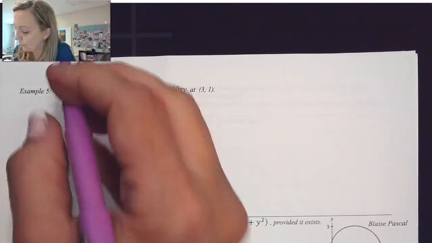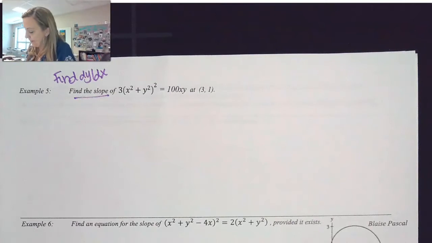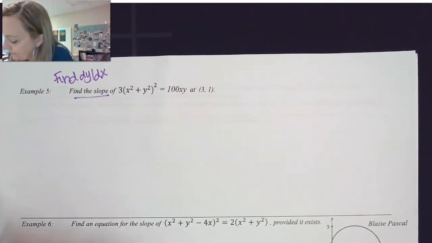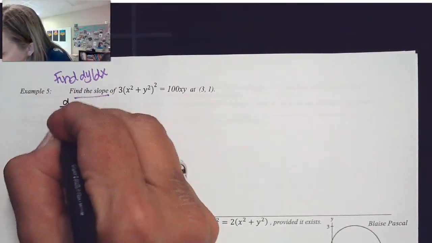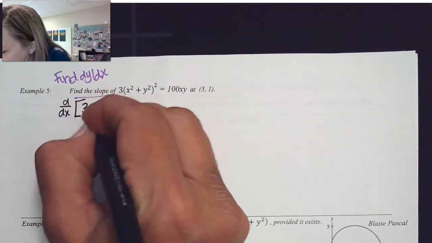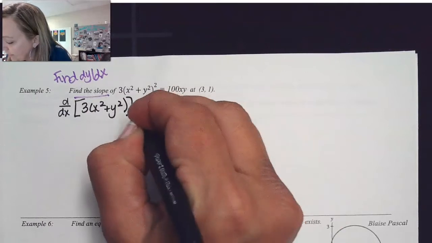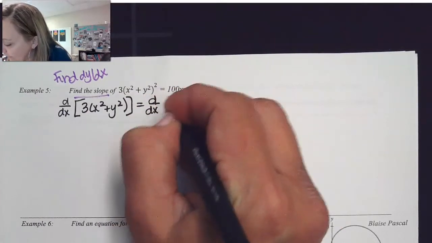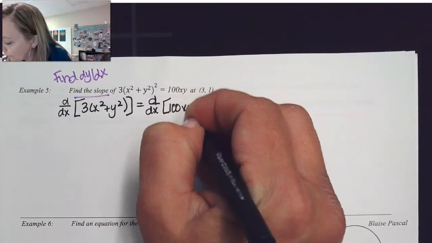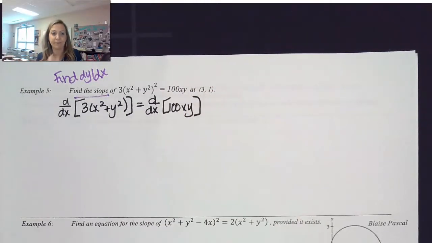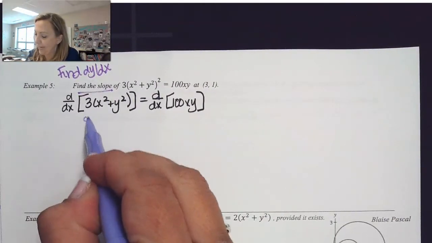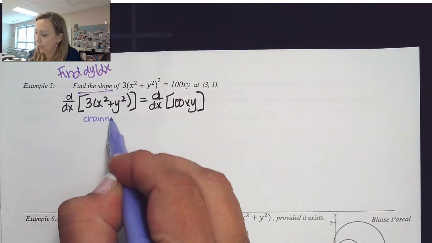So that means that we're going to basically take the derivative of the left and the derivative of the right with respect to x. Now, one thing is that, I don't know if you noticed this or not, but on the left-hand side, we're going to have to use the chain. Oh, I forgot the squared.